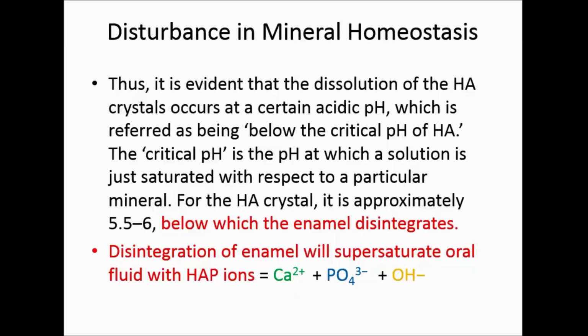The critical pH is the pH at which a solution is just saturated with respect to a particular mineral. For the hydroxyapatite crystal, it is approximately 5.5 to 6, below which the enamel disintegrates. Or rather, the equilibrium is pushed towards disintegration. Disintegration of enamel will supersaturate the oral fluid, this fluid between the biofilm and the surface of the tooth, with hydroxyapatite ions, calcium, phosphate, and hydroxide, which will be free to react accordingly.